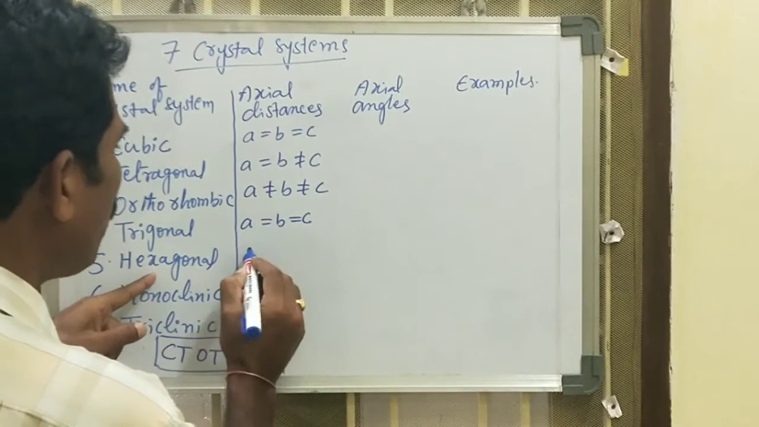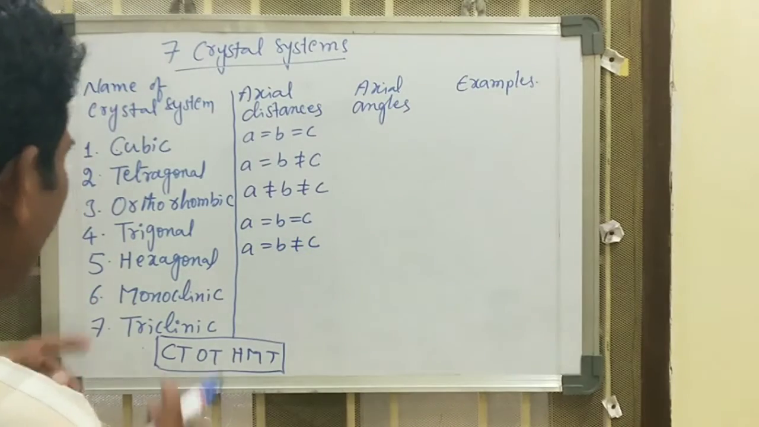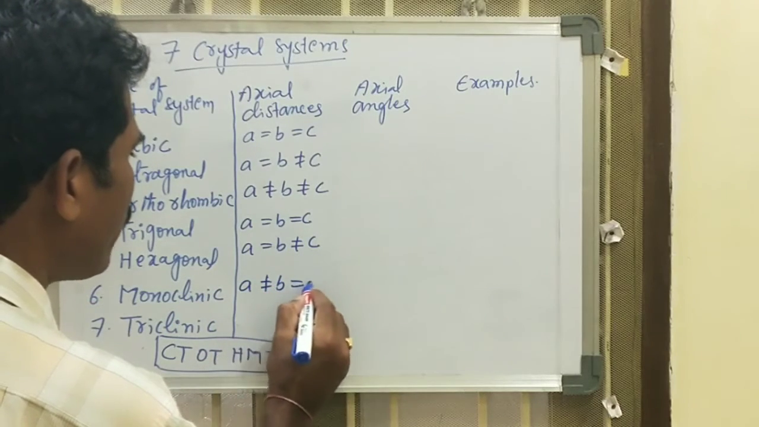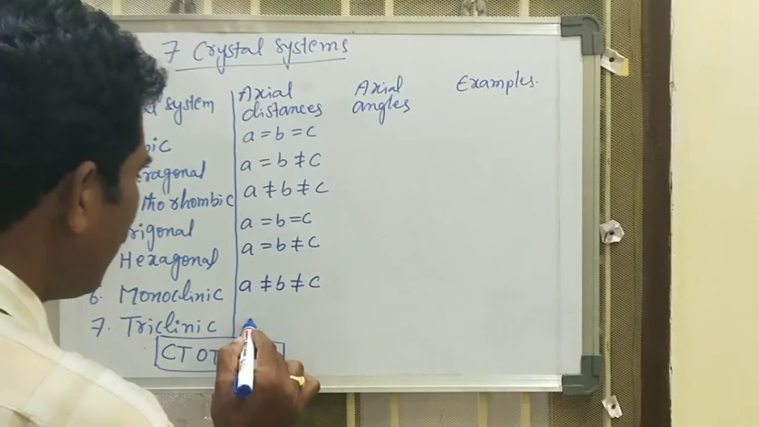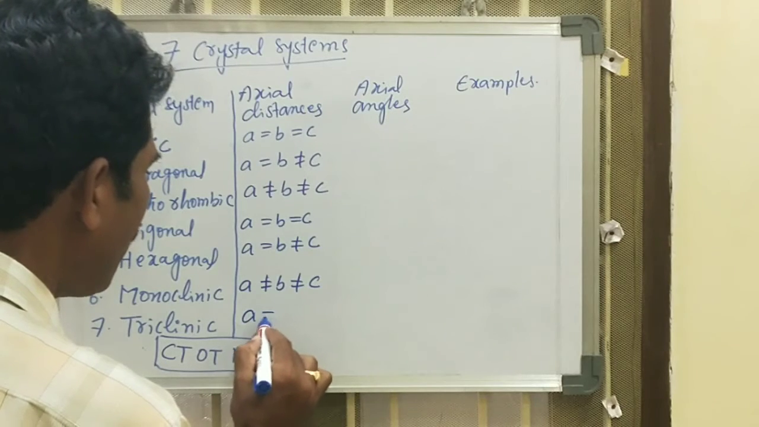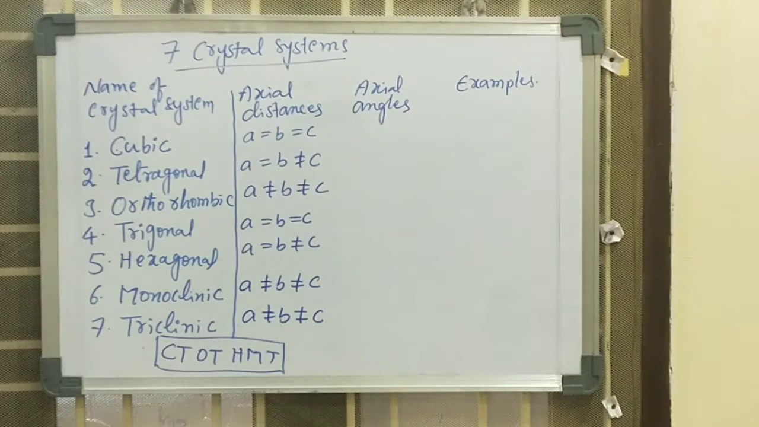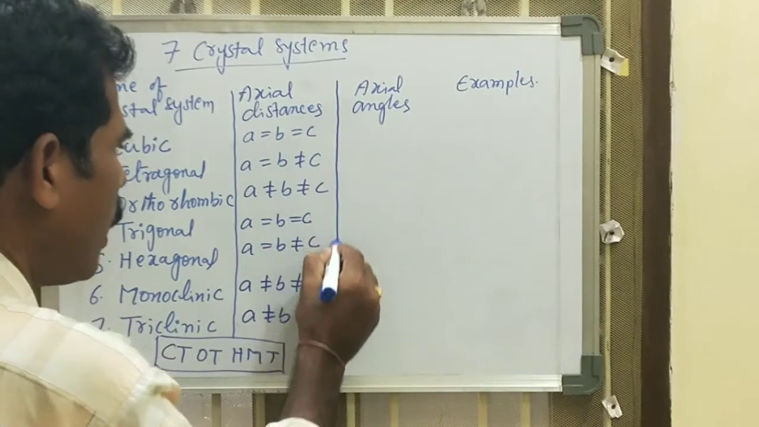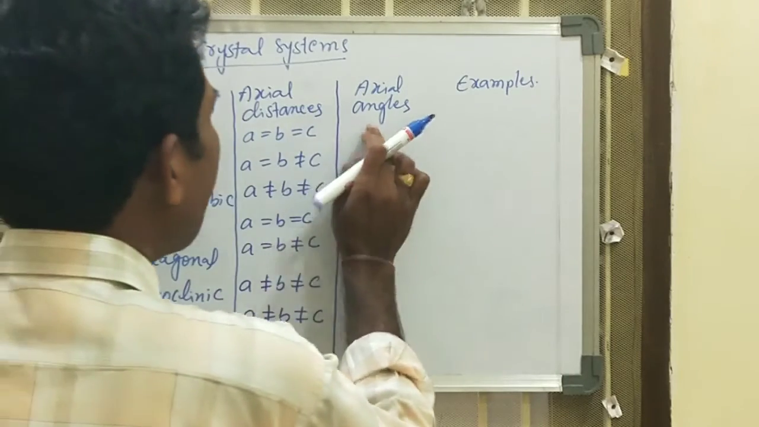Next, for hexagonal, A equal to B is not equal to C. And for monoclinic, A is not equal to B is not equal to C. Right? Now for triclinic, A is not equal to B is not equal to C. Right? It's very easy to remember if you proceed according to the given trick. Next, make a line, another line. Is it clear, everybody? Now, axial angles.